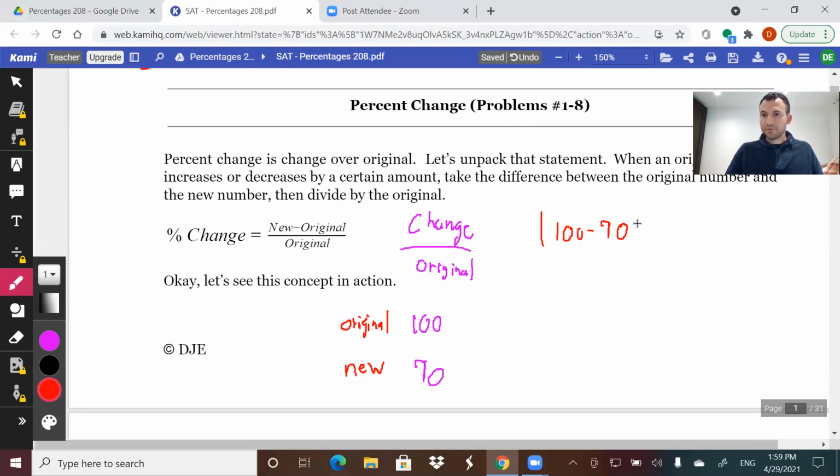Usually you take the absolute value of it, but if you don't know what that means, ignore that for now. But you take the difference between the original and the new, and then you divide by the original, okay? In this case, that's going to get us 30 over 100, 0.3, and that's not 0.3%. 0.30 is really 30%. We move it over 2 spaces, right? 0.30 represents 30%.